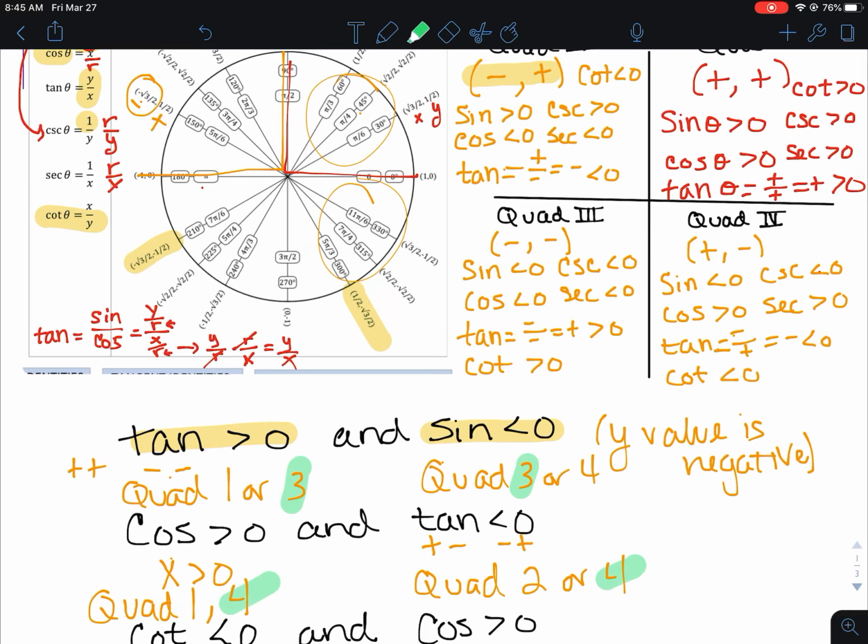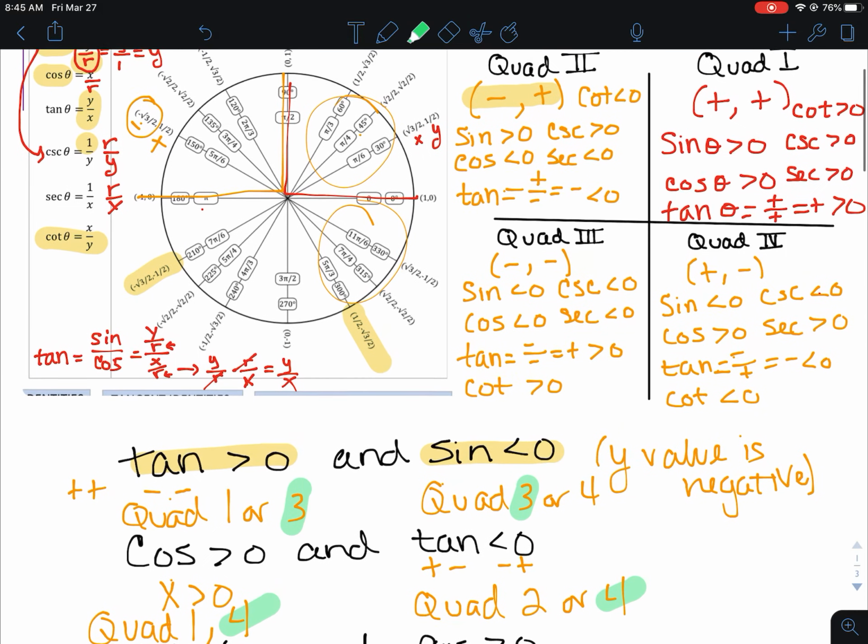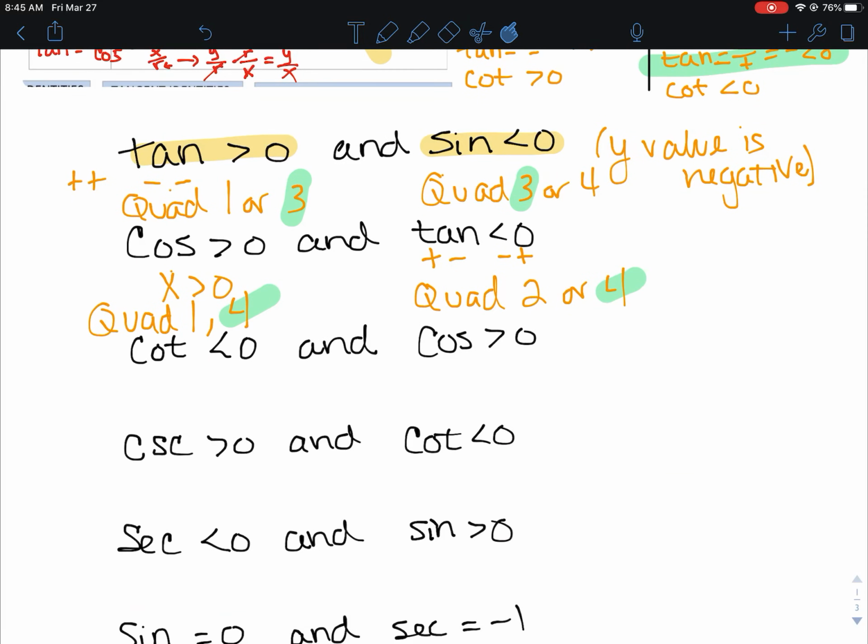Well, again, the overlapping one here is the one that would work. So cosine is positive and tangent is negative in quadrant 4. All right. Let's just do a couple more until you get the idea. Let's try one with cosecant.